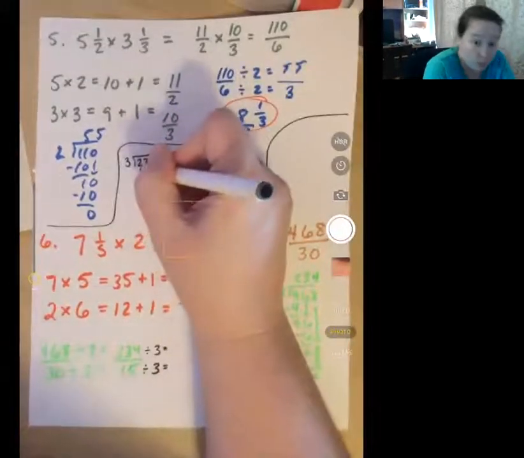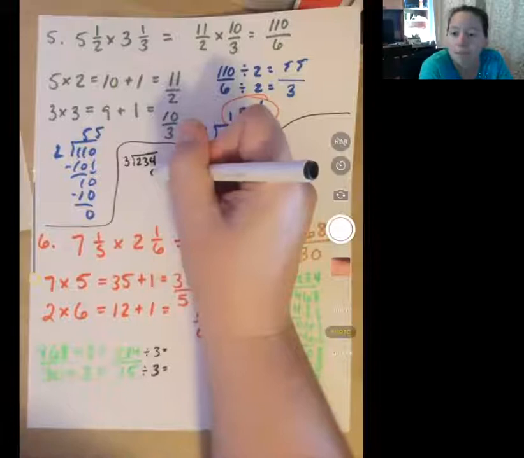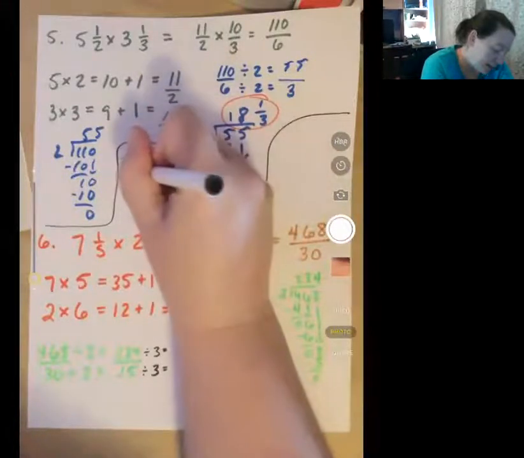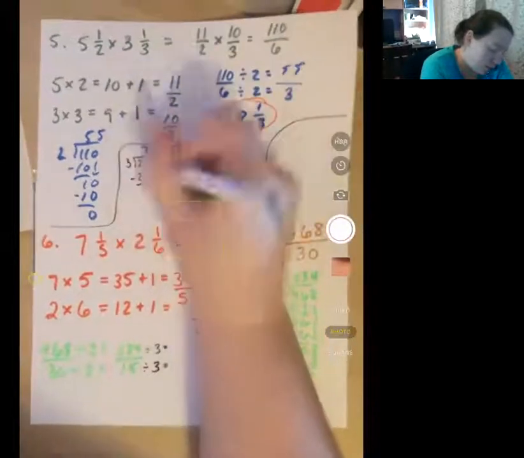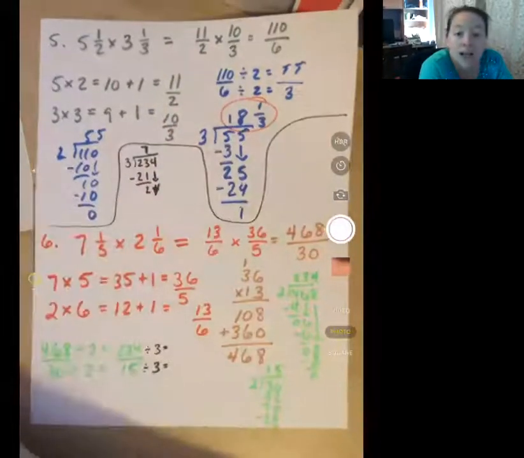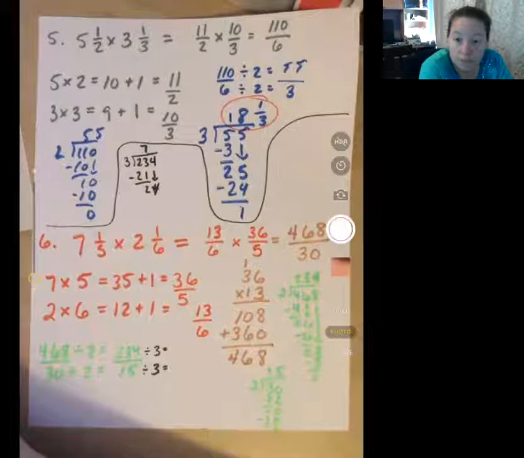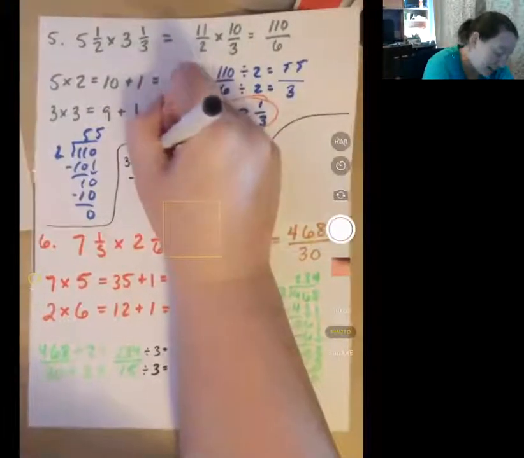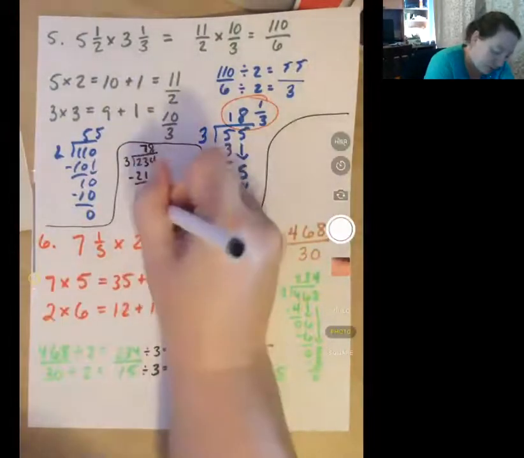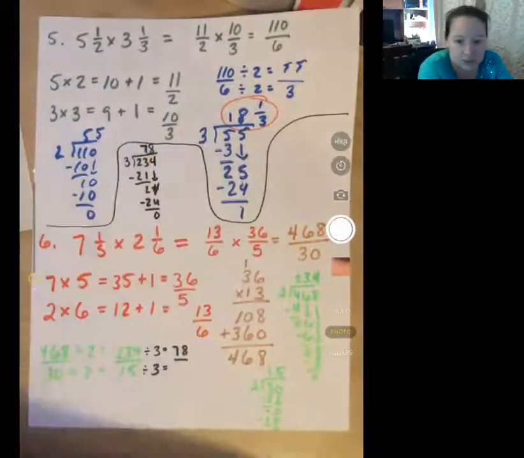3 cannot go into 2, so we're going to do 3 into 23. How many times does 3 go into 23? 3 times what is close to 23? 3 times 7, because 3 times 7 is 21. 23 minus 21 is 2. Bring down the 4. 3 times what is 24? 3 times 8 is 24. So I'm going to have that at 78. Minus the 24, which gives us a 0. 15 divided by 3 is 5.